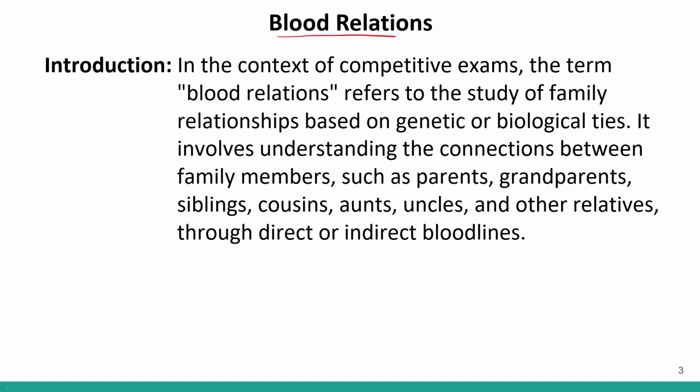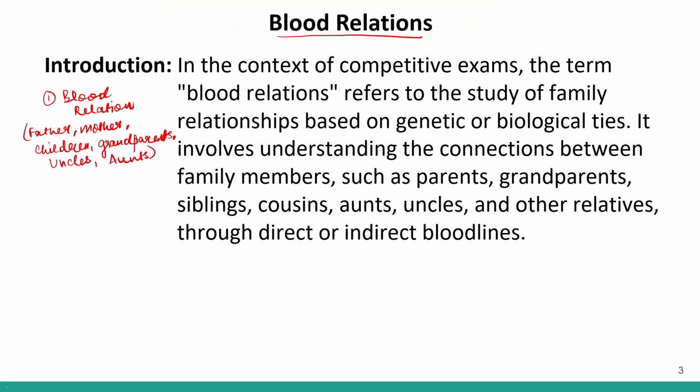So, in your chapter blood relations, when we talk about blood relations from a competitive exams point of view, you get two types of relations. The first relation is your actual blood relation. What do you mean by blood relation? Basically, people to whom you are connected through blood. For example, your father, correct? Your mother, your children, your grandparents. These are all your blood relations. Even your uncles and aunts, all these are your blood relations. You are born in their family, basically. So you are actually related to them by blood because you're born in that family.